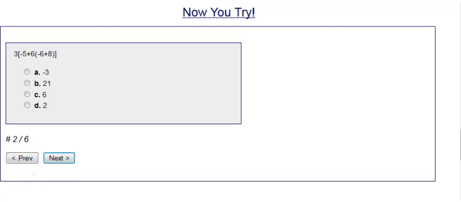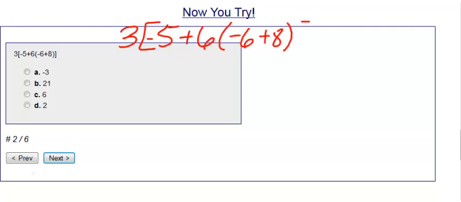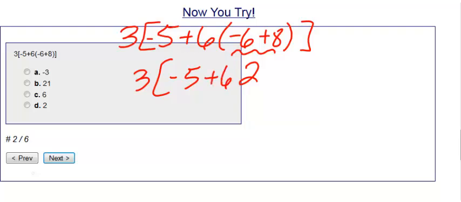Number 2. We have a 3 bracket, negative 5 plus 6, negative 6 plus 8 brackets. So what I need to do is work my inside out. Our first order of operation is parentheses, so I'm going to do this first. I have a negative 6 plus a positive 8. I get 2. I'm going to write everything else down. I still have that 2. That's what I just solved.